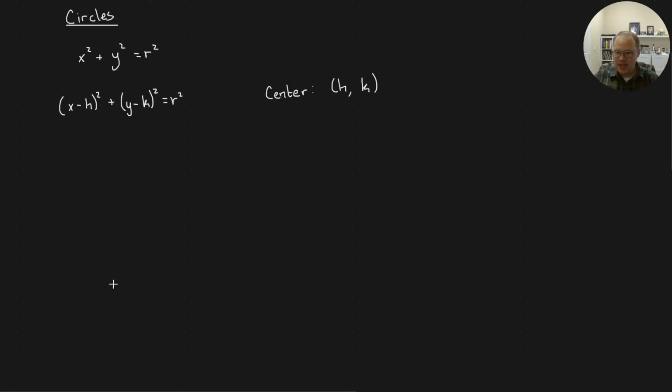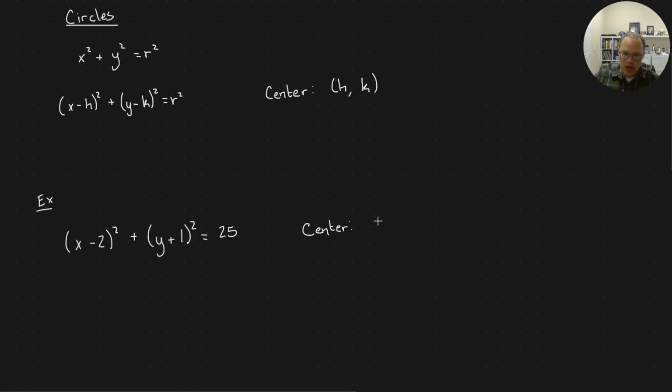If we can identify this as a circle in standard form and we can identify the center, then we can easily graph it. So let's do an example. x minus 2 squared plus y plus 1 squared equals 25. Okay, so this is a circle in standard form. First thing, let's identify the center.